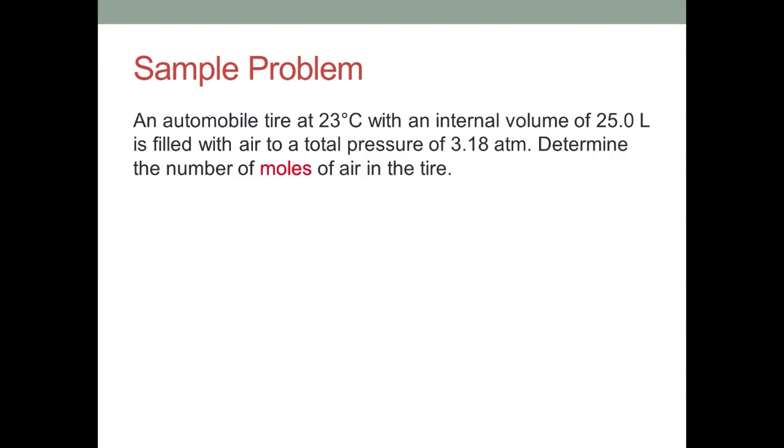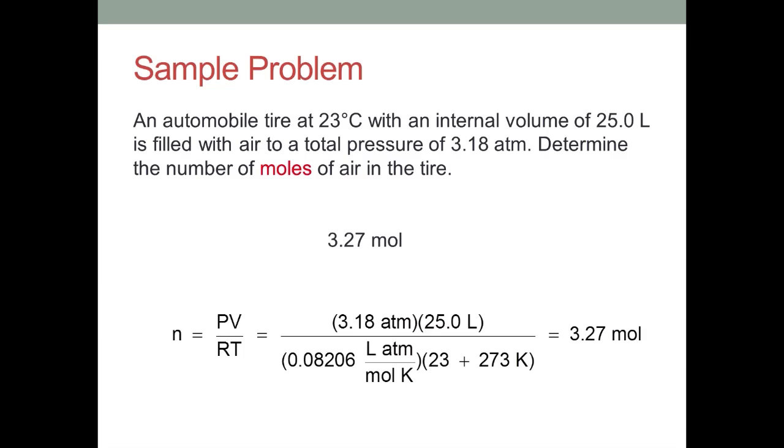So here's a sample problem. You can give it a try using the ideal gas law. And the answer you should have gotten is 3.27 moles. So let's see how we do this. We took the ideal gas law, PV equals nRT, and the question asked to determine the number of moles. So we solved for n in the equation, and we substituted our known values in for pressure, volume, the gas constant, and temperature.